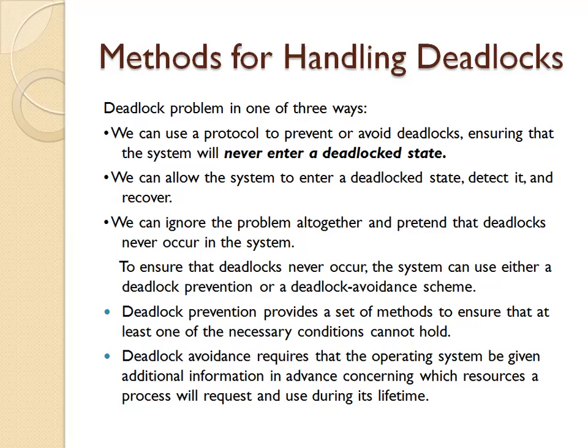We can allow the system to enter a deadlock state, detect it, and recover. We can ignore the problem altogether and pretend that deadlocks never occur in the system. To ensure that deadlocks never occur, the system can use either a deadlock prevention or a deadlock avoidance scheme. Deadlock prevention provides a set of methods to ensure that at least one of the necessary conditions cannot hold. Deadlock avoidance requires that the operating system be given additional information in advance concerning which resources a process will request and use during its lifetime.